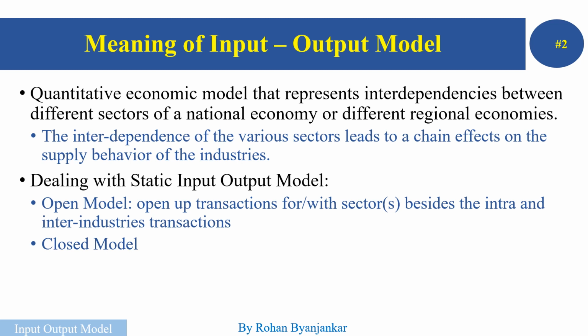So now, dealing with the static input output model, there are two types of static input output model. One is the open model and the other is the closed model. This means that in the open model, the input output model also incorporates the household sectors, government sectors, and external sectors. But in the closed model, we will only deal with the intra and inter industry transitions.